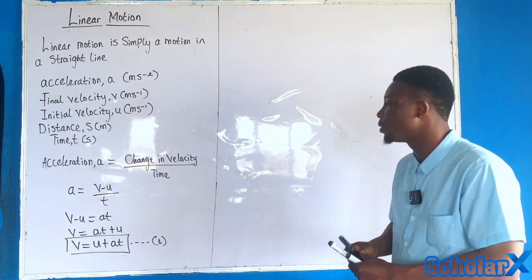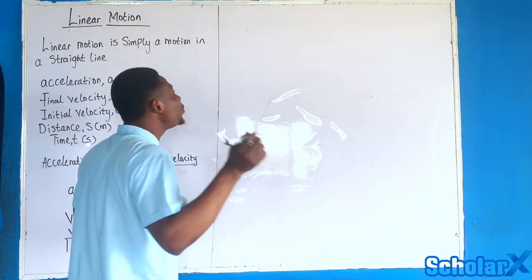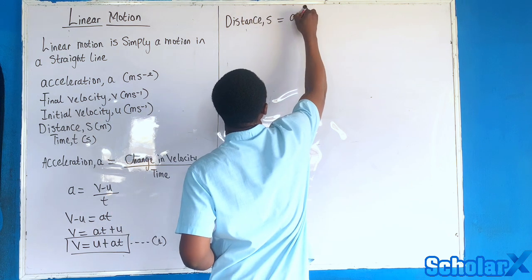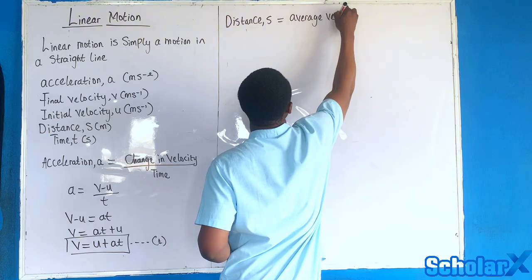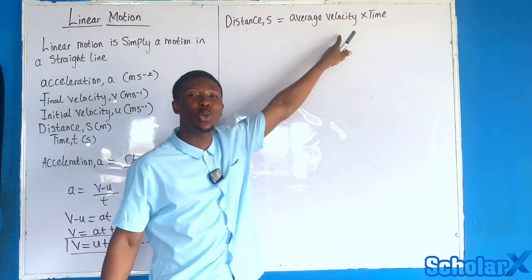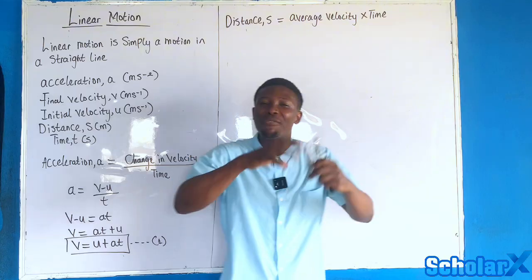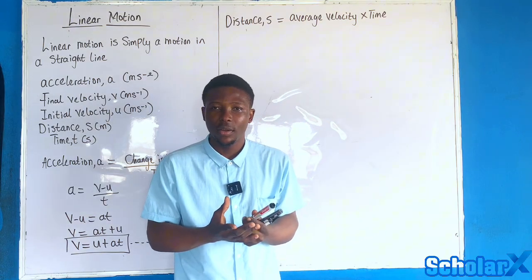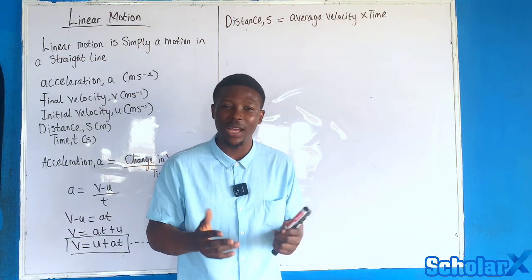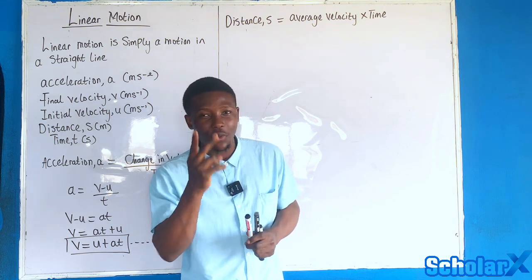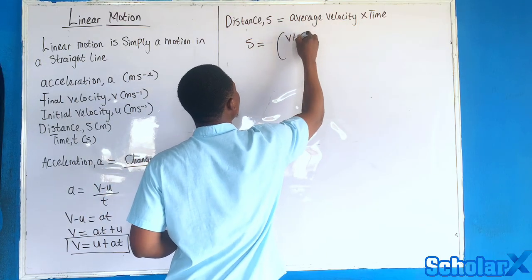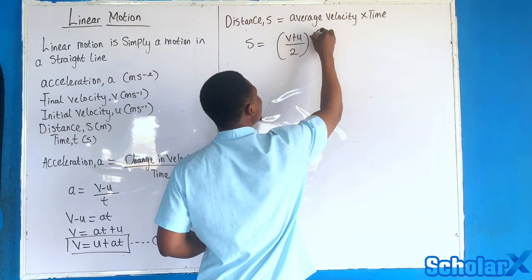Now, let's go to the next one. But before we go to the next one, I want to remind you that distance S is equal to average velocity times time. Now, when I say average, I mean the mean. We only have two velocities, final velocity and initial velocity. If I'm looking for the average, I add the two velocities and divide by 2. So in form of equation, S is equal to average velocity, that's going to be V plus U over 2, times time.